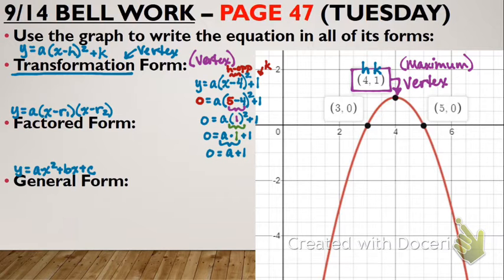So I have a times 1. Well, a times 1 is just 1a, so it's just a. So I have a plus 1 over here. I have 0 over here. What do I do to find a now? Put the 1 on the other side. I'm going to subtract it from both sides. And so negative 1 is my a value.